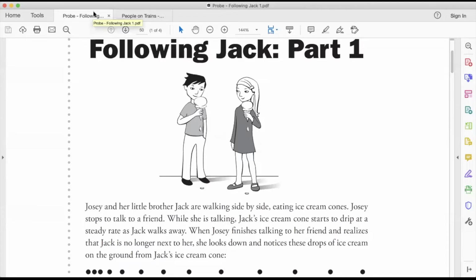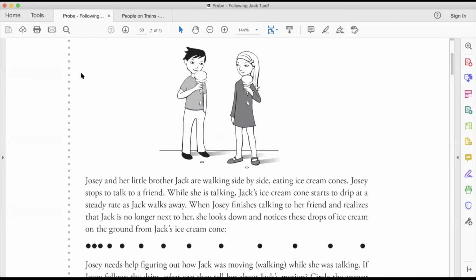When Josie finishes talking to her friend and realizes that Jack is no longer sitting next to her, she looks down and notices these drops of ice cream on the ground from Jack's ice cream cone. So I'm gonna scroll this up so you can see those drops. And let me see about people coming in. All right, so take a look at that, get an idea of what's going on.